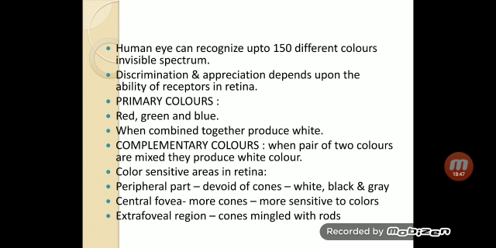The color sensitive areas in the retina: the peripheral part is devoid of cones. It is sensitive to white, black and gray only. The central portion of retina, that is fovea centralis, has more cones, so it is more sensitive to color. In the extrafoveal regions, the cones are mingled with the rods. The retinal area sensitive to blue is largest and to green the smallest.